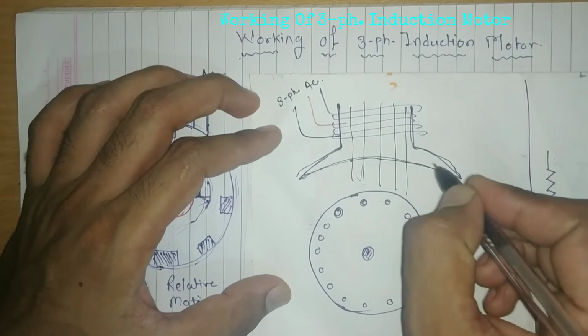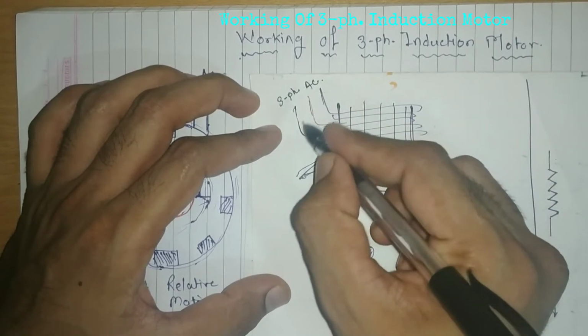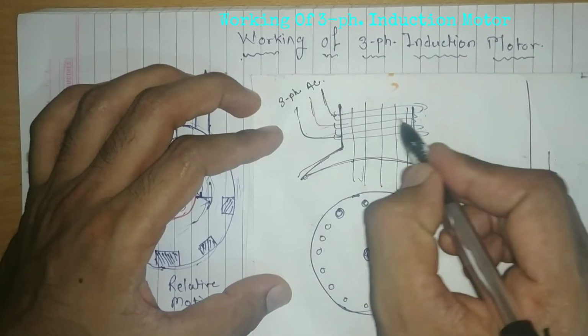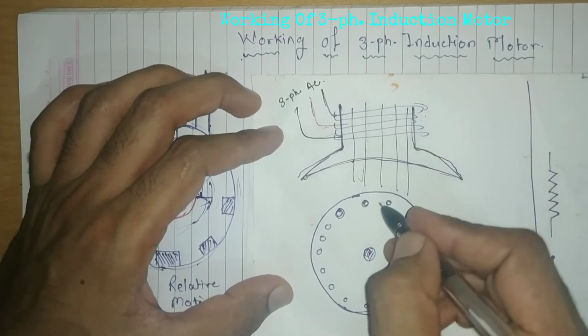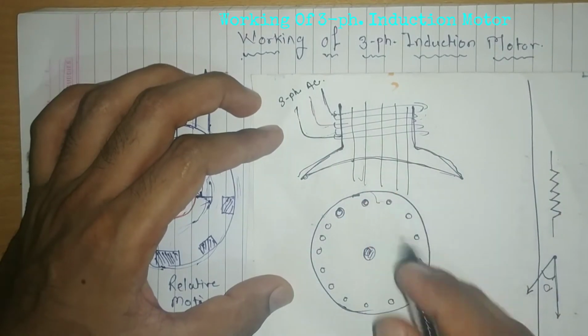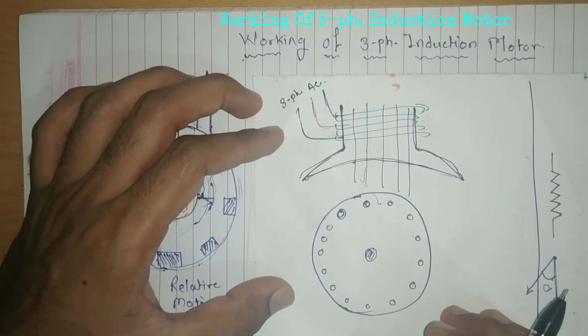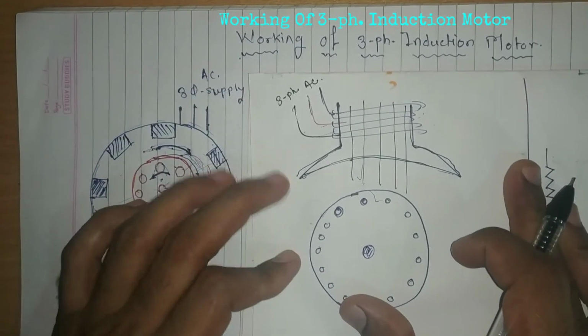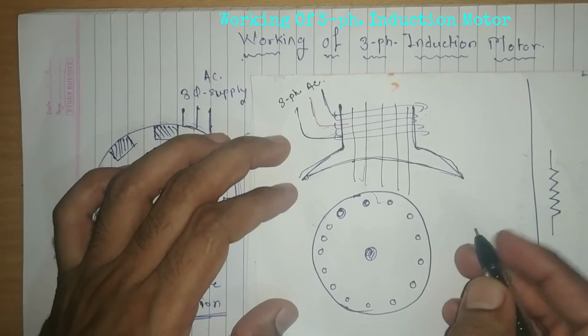And then you have to give 3 supply, or you can say 3 phase AC supply. You just have to draw one winding over here. Okay, and this is how you have to just draw your rotor. Now after you draw this diagram, you have to explain this thing. What you have to explain? Now see, first for this diagram, what you have to explain.